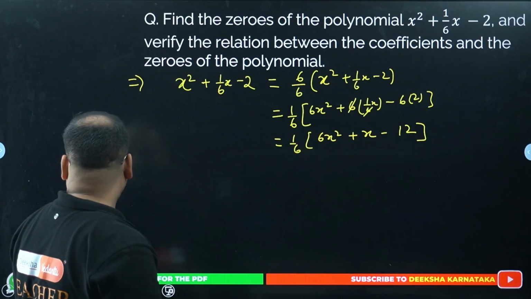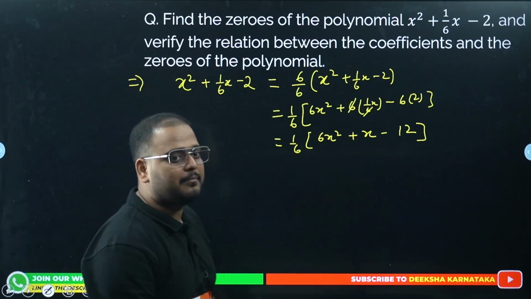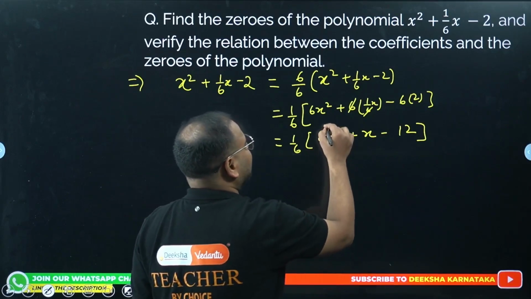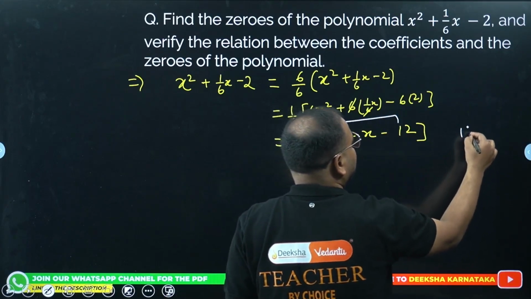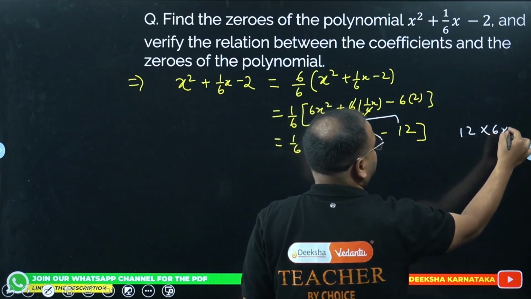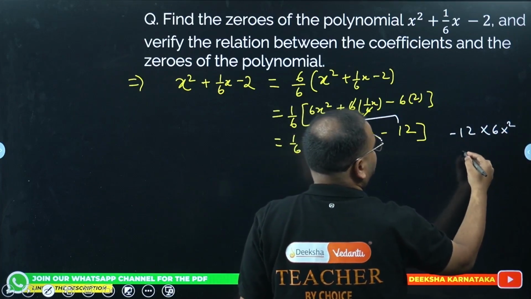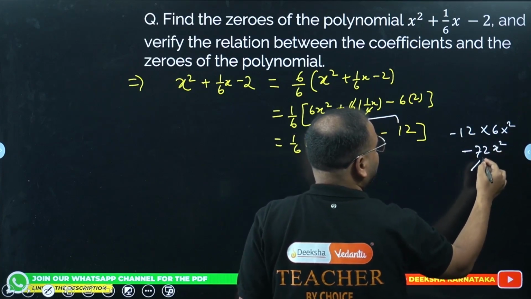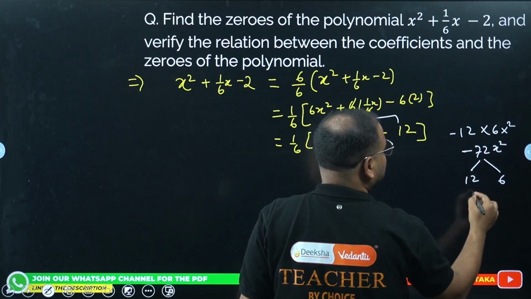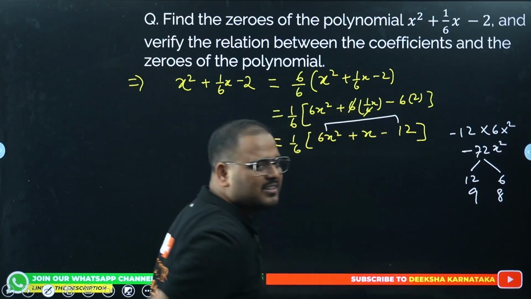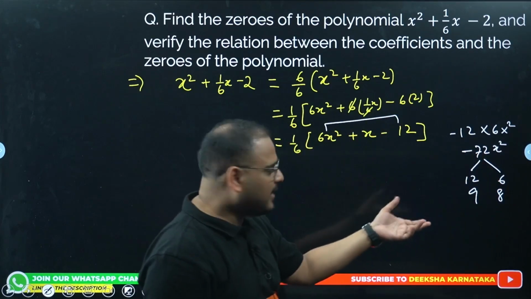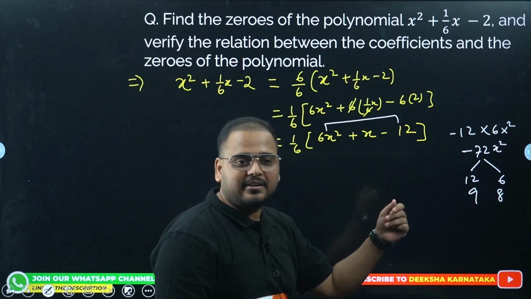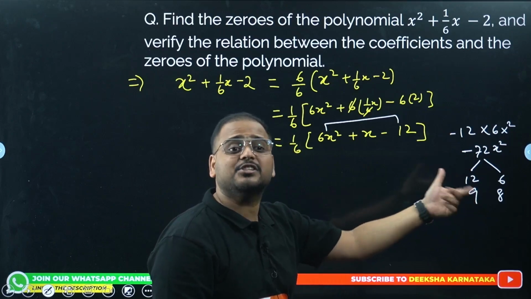What we learned? Multiply the first and third term. No, multiply the square term and the constant term, right? So what is that? 12 into 6x square with their signs. So minus 12 6 is 72 x square. Factors of 72, 12 6, but also 9 8. I can write more factors, but I know the answer. So quickly you can try. There can be 4 and 18, 36 and 2 can come. So write more and more factors.